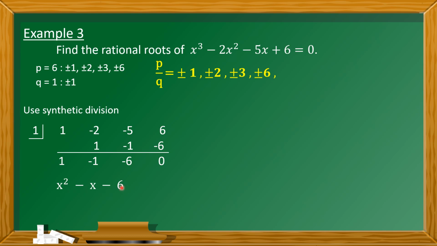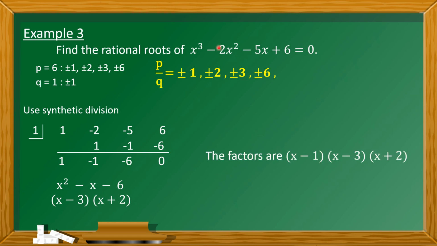Mula dito, pwede na natin itong i-factor. Ang factor ng x squared minus x minus 6 ay x minus 3 and x plus 2. Ang factors natin sa polynomial equation na to are x minus 1, x minus 3, at x plus 2. At ang roots naman natin from x minus 1 is 1, x minus 3 is 3, and from x plus 2, -2. The roots are 1, 3, -2.